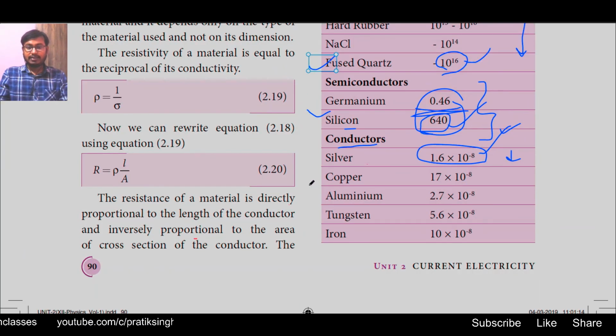Then you can see here copper, which we use in our day-to-day life in our home appliances, then aluminum, tungsten, and iron. Fine. So you might have understood the meaning of resistivity and conductivity, and the relationship between resistivity and conductivity.